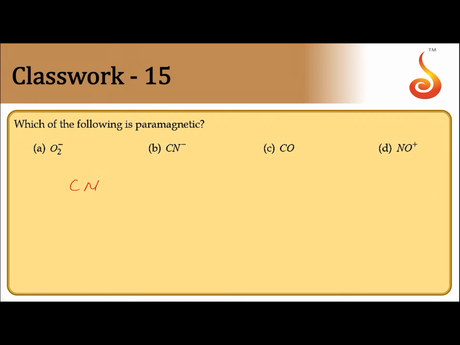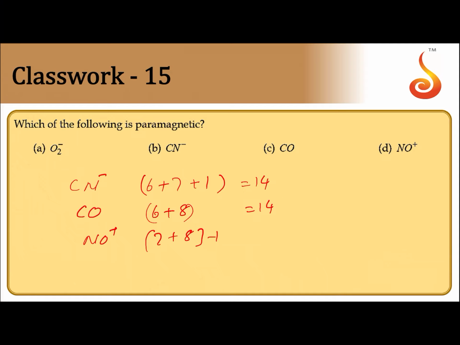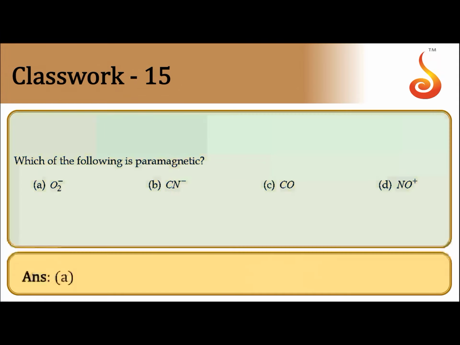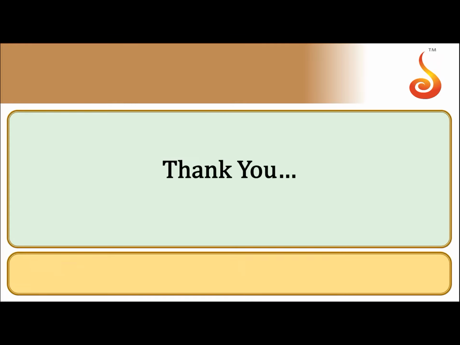If you see the CN minus ion, carbon has 6 electrons plus nitrogen 7 plus one more, altogether we have 14 electrons here. If you take CO, that is 6 plus 8, which also gives 14 electrons. When you take NO plus, that is 7 plus 8, but one electron is removed, minus 1, which is equal to 14. All have an even number of electrons. Therefore, they are completely paired up. Hence, they are diamagnetic in nature. Therefore, O2 minus is going to be paramagnetic. So the answer is option A.